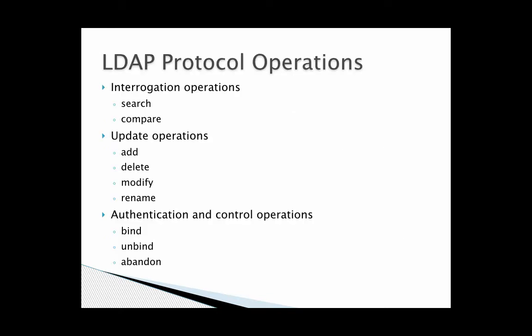So the protocol operations, this is what we've got. We can send these messages. Search and compare for the interrogation, so we're looking for something. We have update operations. Again, these are fairly straightforward: add, delete, modify, or rename. And authentication and control operations. This is how we actually connect to it, and we have a look at that next. All right, so the way we do this is bind, which is your authentication, unbind, and abandon. You shouldn't use abandon, but unbind is basically the log out.